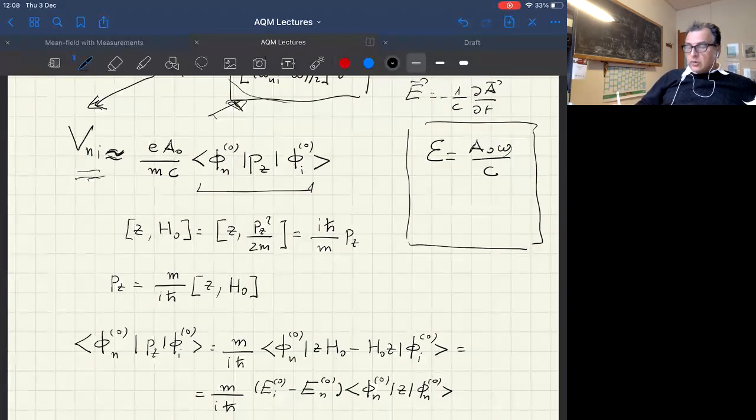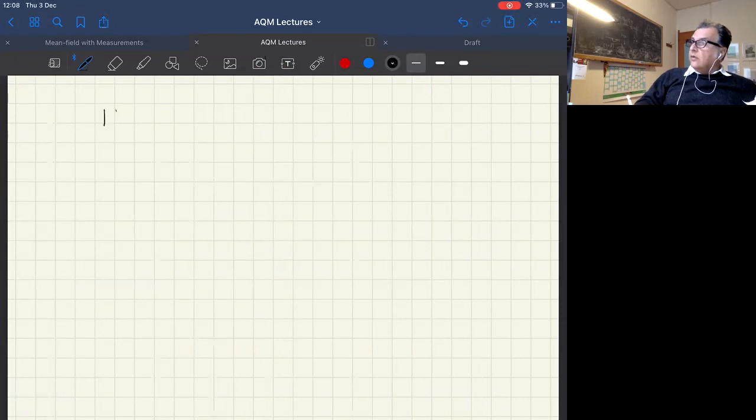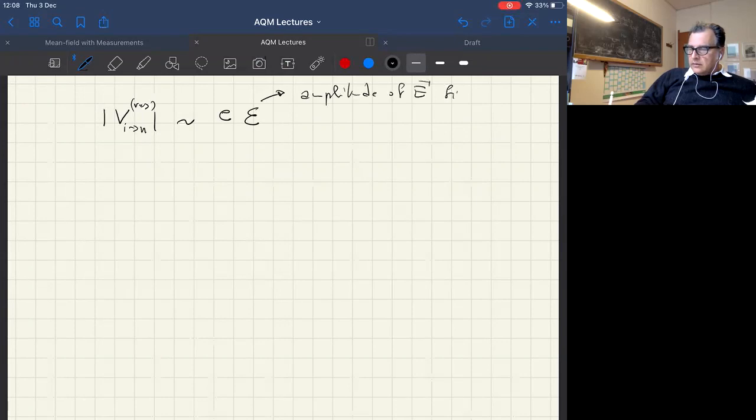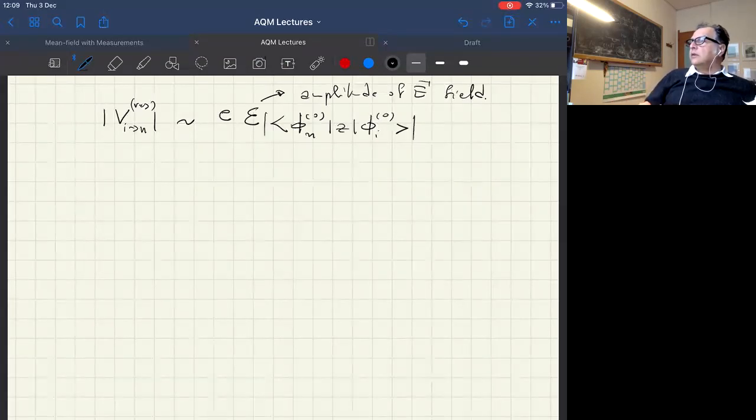Moreover, I know that since I'm close to resonance, because I want to study the resonance condition, E zero of I minus E zero of N is equal to omega, okay? So if I put everything together, then what I find is that V I to N in modulus, when I'm close to the resonance, is something like epsilon, where epsilon is the amplitude of the E field, times phi zero of N, Z, phi zero of I, in modulus. So we don't care about details.